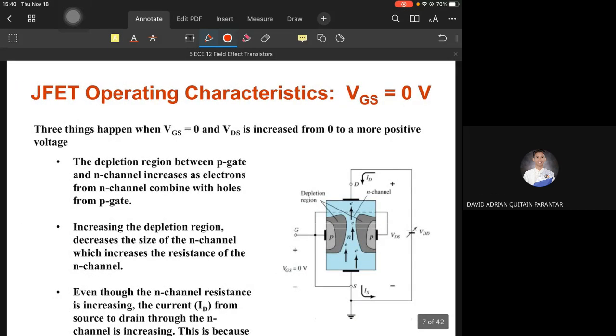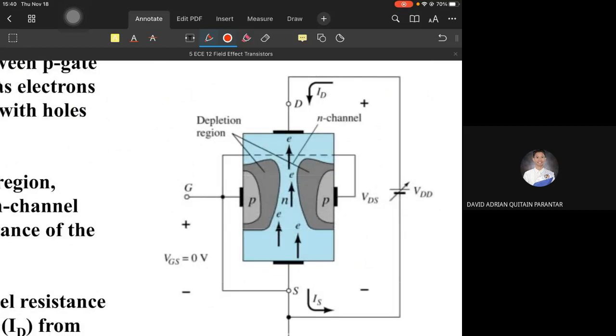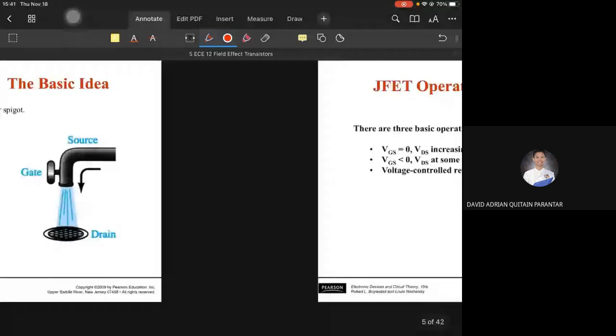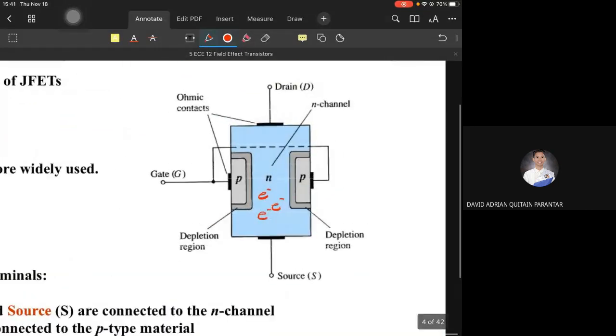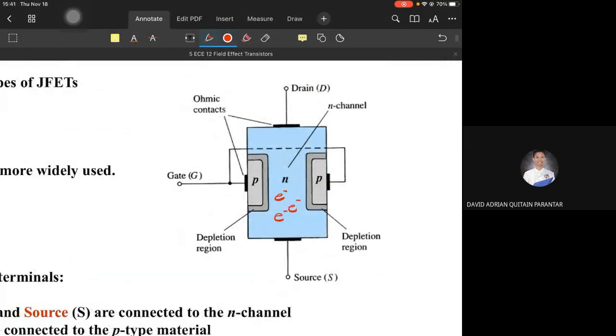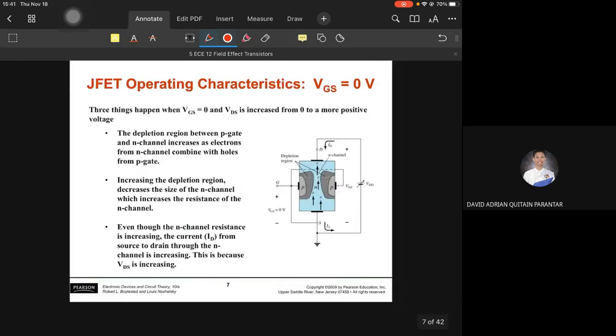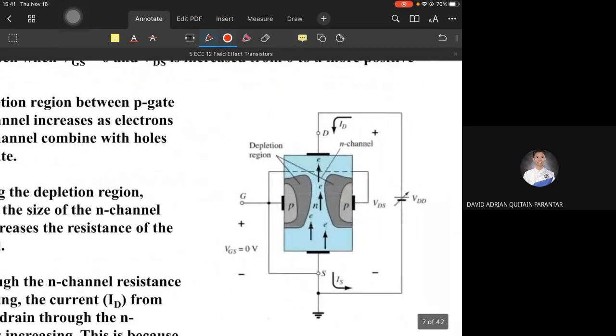So what happens is, if we apply voltage to the P terminals, or the gate, since the gate is connected to the P terminals, the depletion region will widen. It widens, just like here. Originally, this is an unbiased FET. So if we apply voltage to the gate, the depletion region widens.